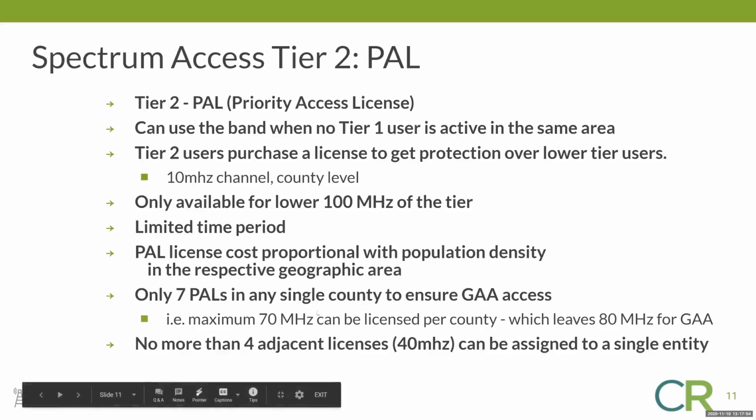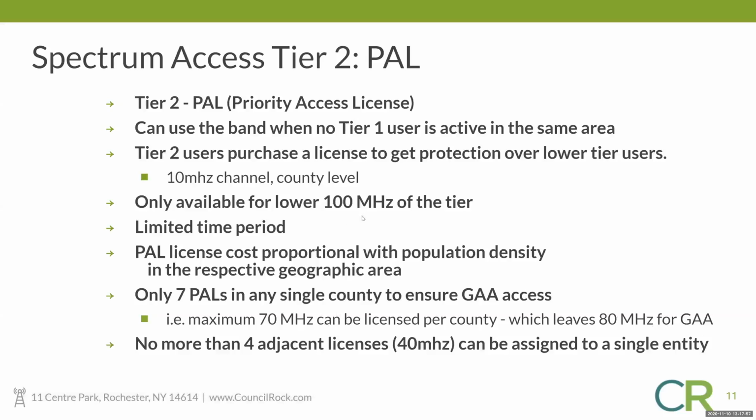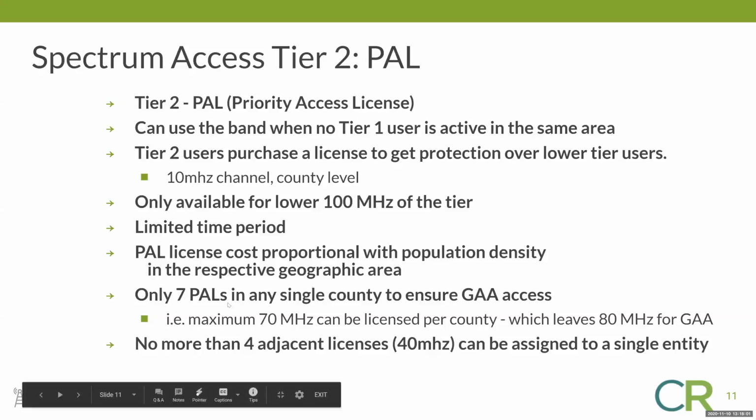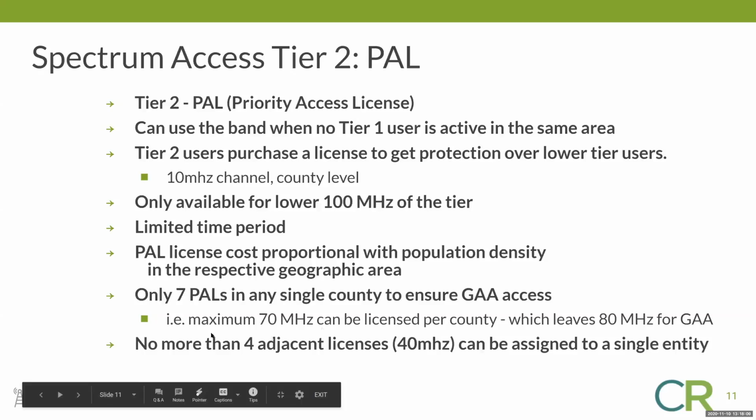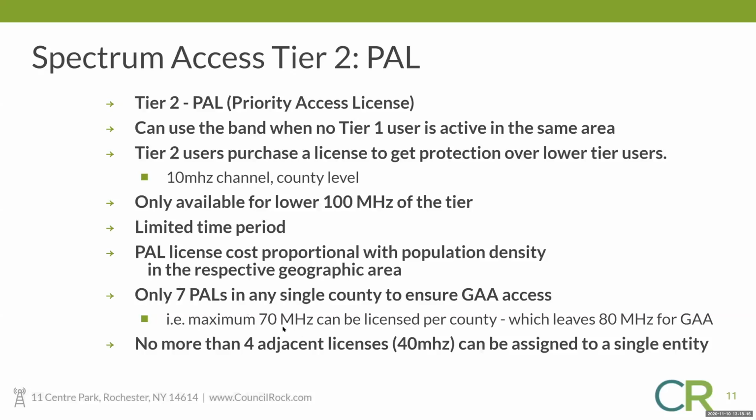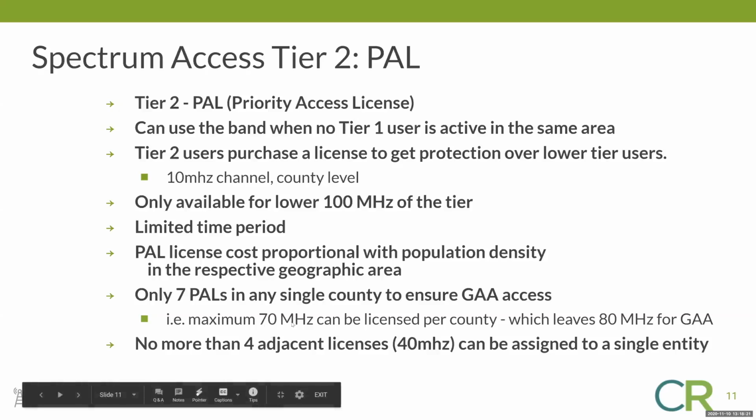So even though they can buy licenses for only up to the lower 100 megahertz, the way that the rules are written so that no organization can take most of the spectrum available in a single county is by limiting the number of channels that they can have in a county from a PAL. That's 7. And then for the same operator, they cannot use the 70 megahertz. One single operator cannot have more than 4 adjacent licenses for every county.